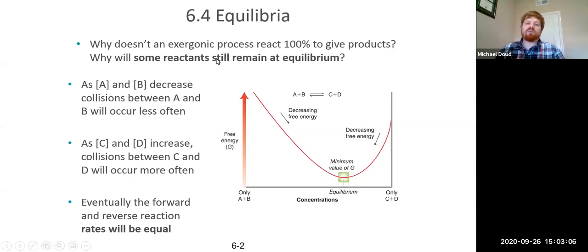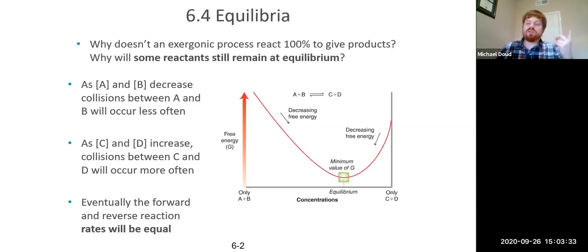We still have reactants at equilibrium, because as we decrease the concentration of A and B, in other words, as they react together to give us C and D, we're not going to have A and B just floating around in solution anymore. And remember, for a reaction to actually occur, the two molecules have to collide. There has to be a physical interaction of the two molecules. And if there's just none floating around, then it's improbable for that to happen.